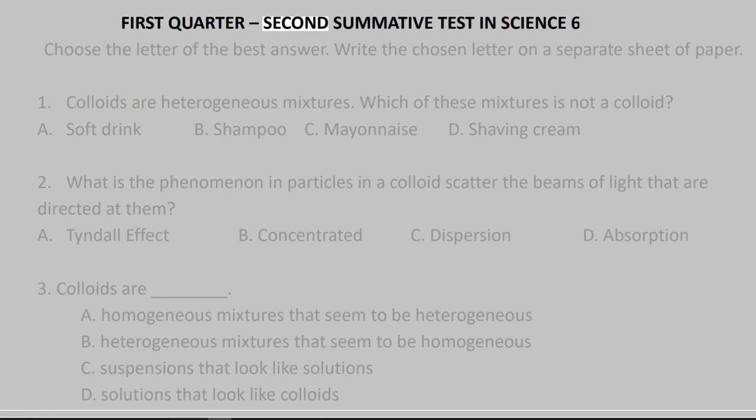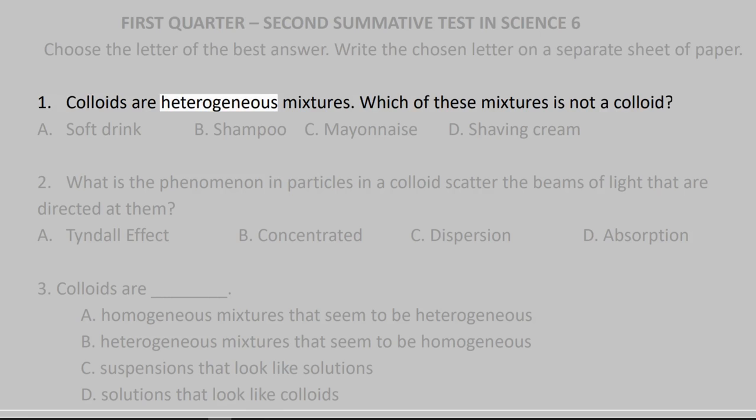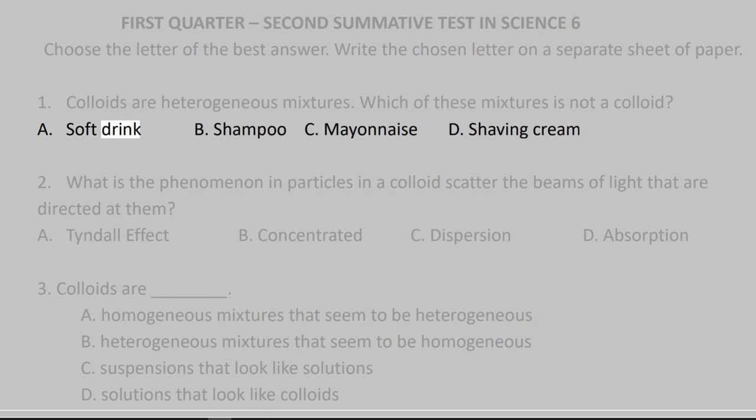First quarter, second summative test in Science 6. Choose the letter of the best answer. Write the chosen letter on a separate sheet of paper. 1. Colloids are heterogeneous mixtures. Which of these mixtures is not a colloid? A. Soft drink. B. Shampoo. C. Mayonnaise. D. Shaving cream.